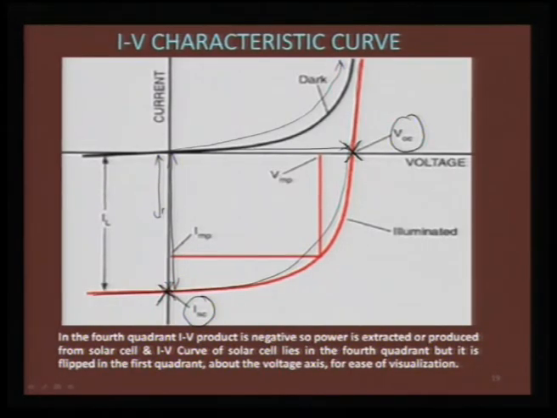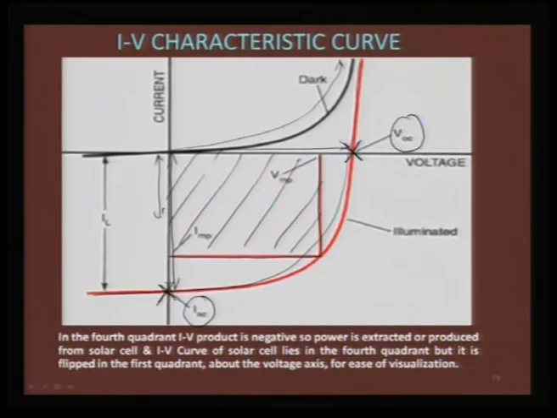So, when you have this VOC and ISC generated, what is important is to draw or to fit a rectangle within this space, and the maximum area that you can generate in this rectangle is what you call as fill factor. We will come to this in the next view graph. So, if I can achieve a maximum fill factor, that is maximum rectangle area, then that will be the measure of the performance or efficiency of your solar cell. So, what we will do, we can just flip this fourth quadrant behavior into the first quadrant and try to take a look at it and see what exactly those values mean.